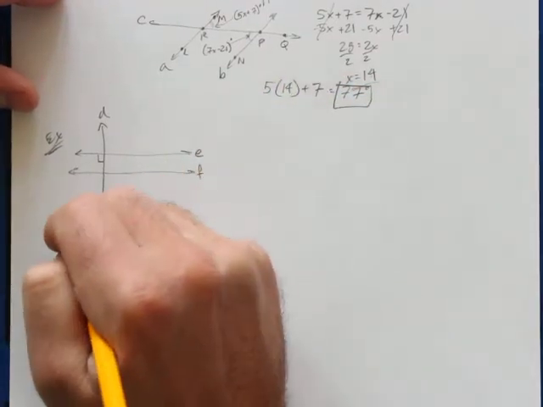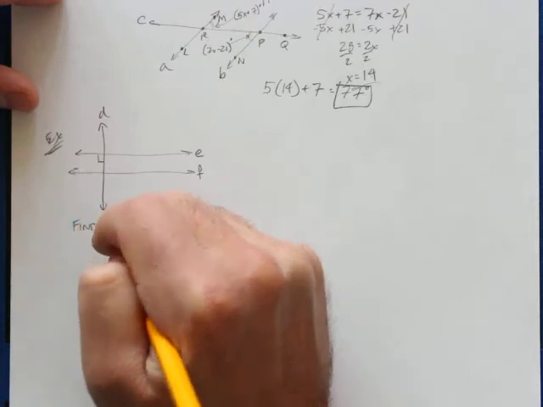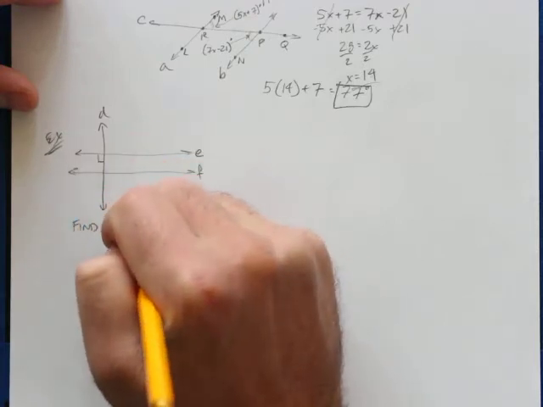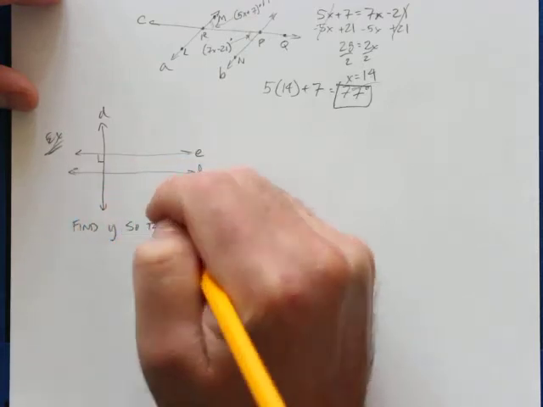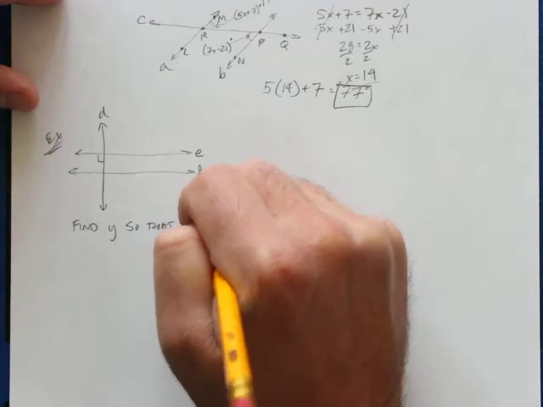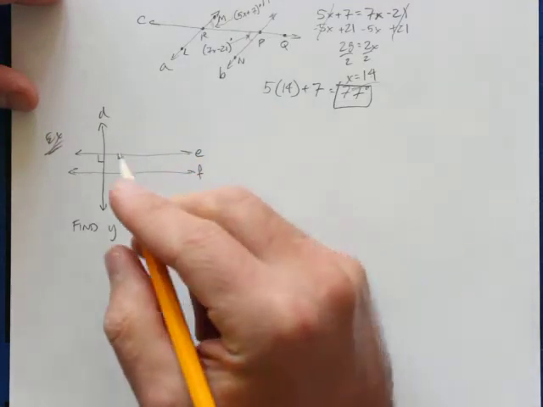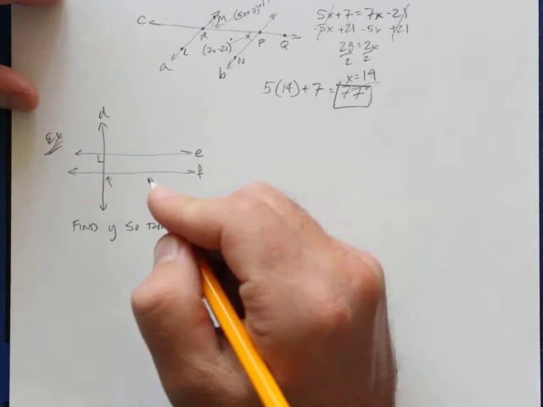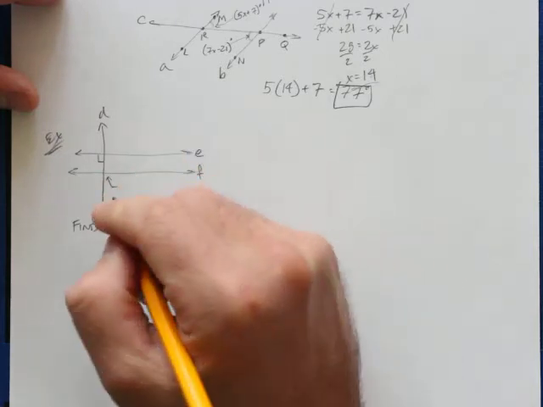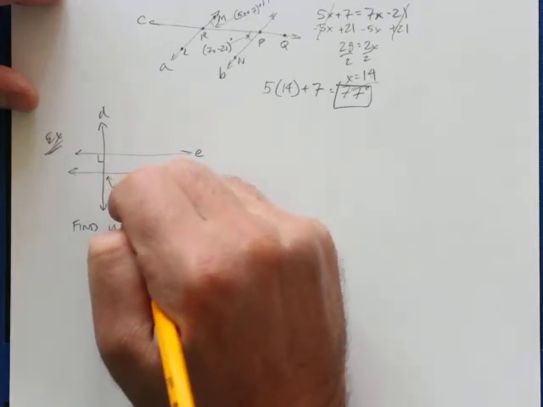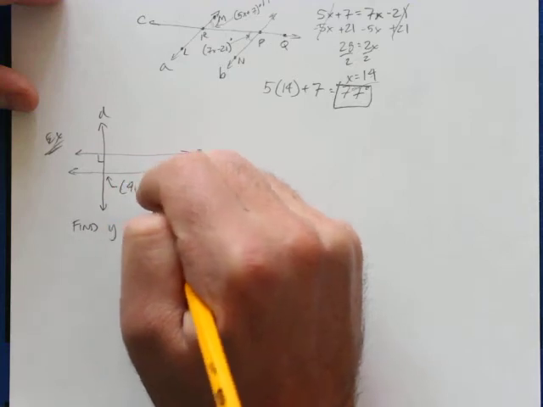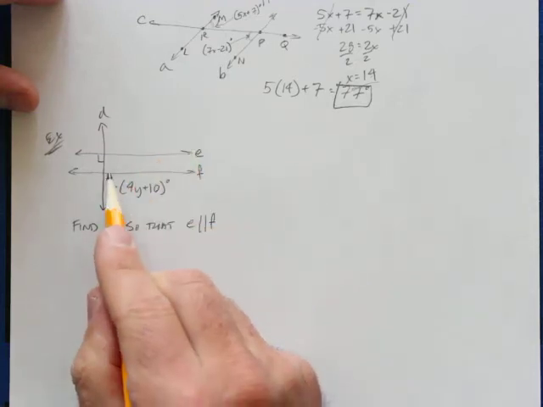And we're asked to find y so that E is parallel to F. Now, y, you don't know what it is yet because I haven't given it to you. 4y plus 10 degrees is the measure of this angle right here.